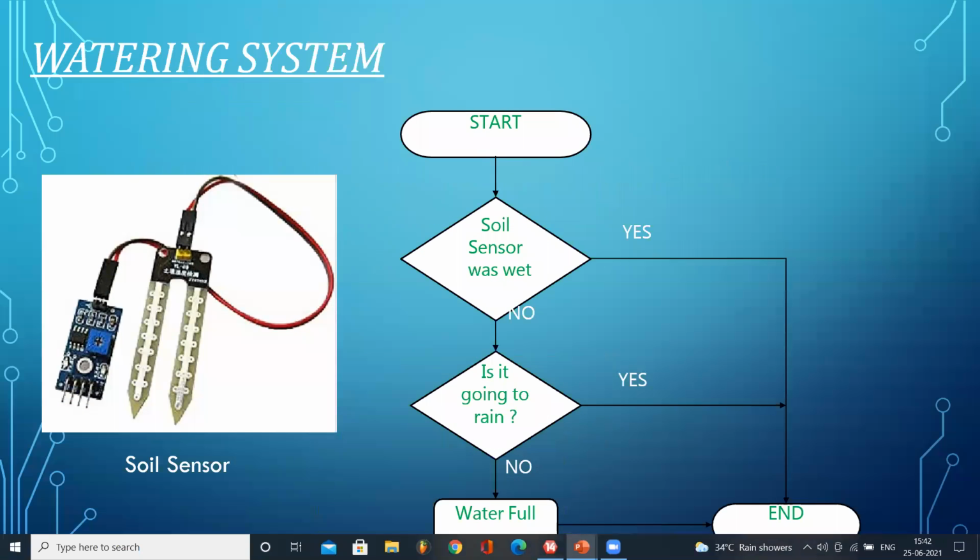Here is the watering system, and how it works. After the system has started, it checks whether the soil sensor is wet or not. If it's wet, the process ends. But if it's not wet, then it checks whether it is going to rain or not. If so, again the process ends. Now, if the soil sensor is not wet and it's not going to rain, then the plants get watered and the process ends. So this is how the plants are automatically watered by the system. Please move on to the next slide.